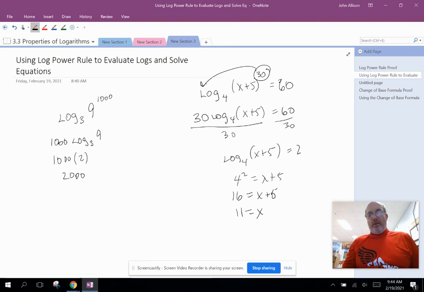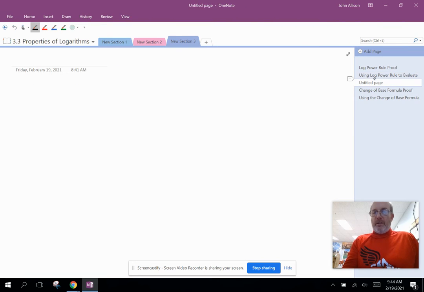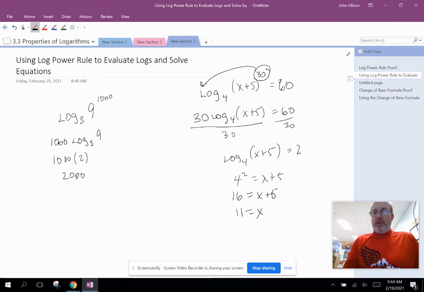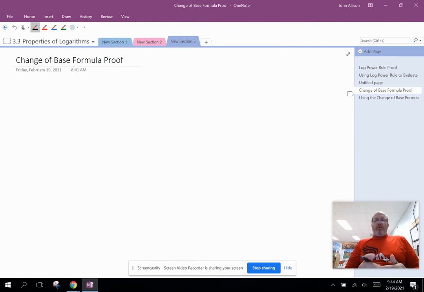4 to the 60th power is a really large number. So that's how we're going to use the log power rule to evaluate logarithms and to solve equations. Hey, let's look at one more thing to prove.